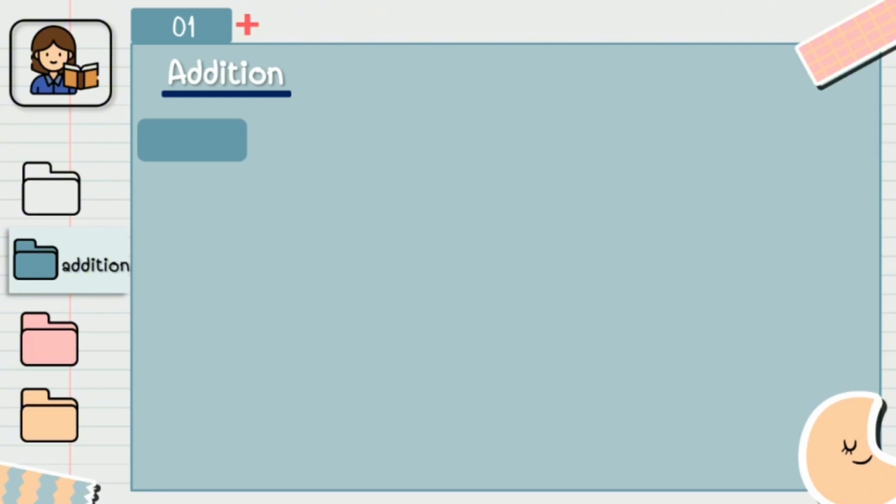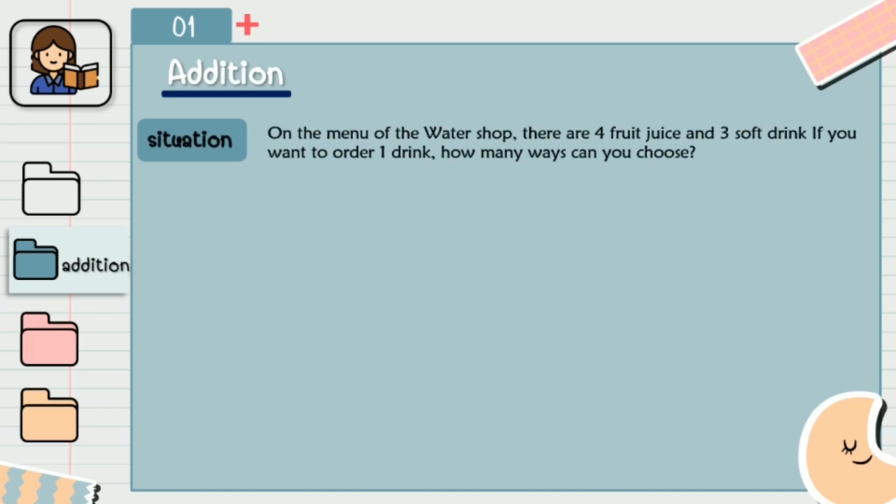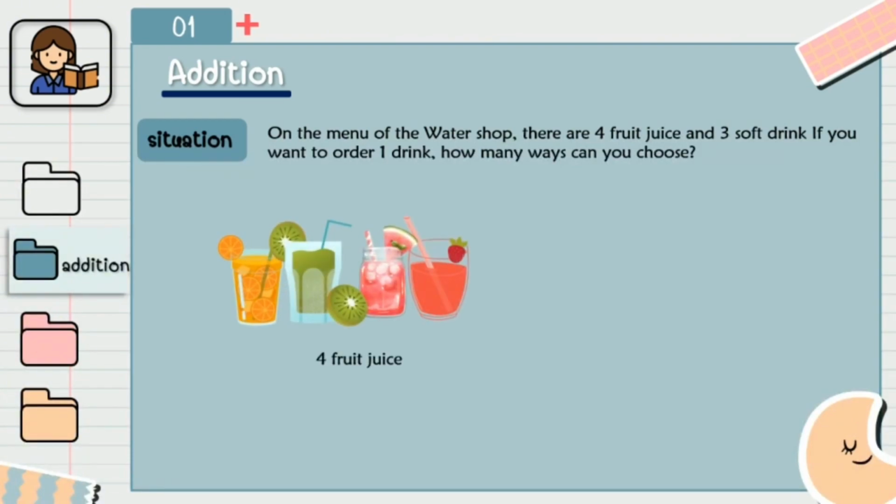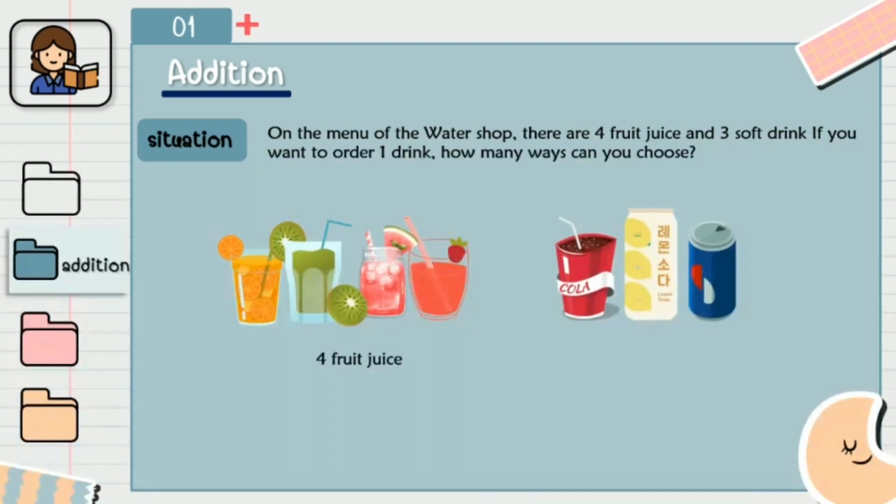Let's start with the first part, the addition principle. Let's observe this situation. On the menu of the drink shop, there are 4 fruit juices and 3 soft drinks. If you want to order one drink, how many ways can you try? For this situation, it can be seen that there are 4 fruit juices to choose from and 3 soft drinks to choose from.